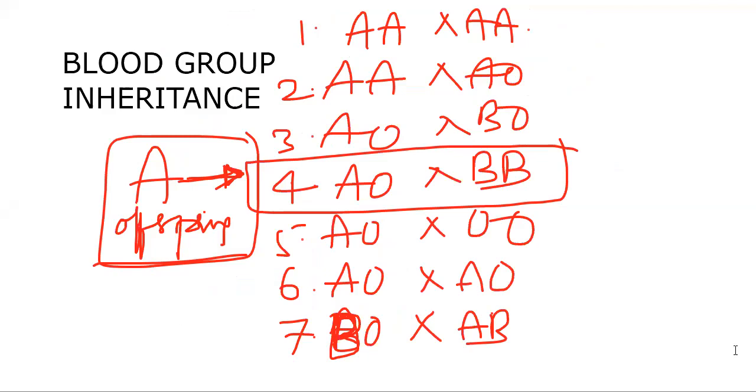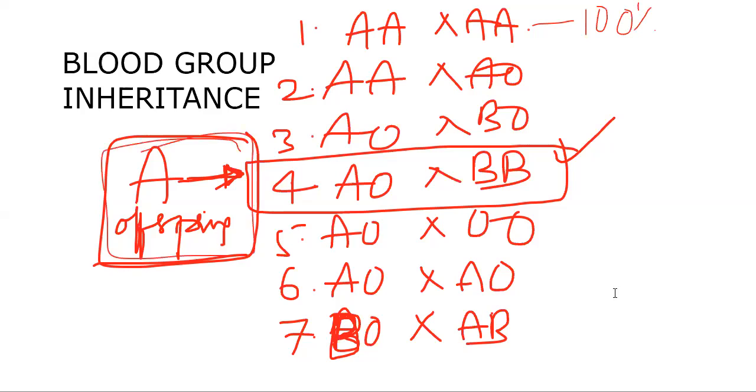So that kind of practice is required. Blood group inheritance, I can't do anything. Whatever combinations are given to you, you have to do the practice with that particular combination. Then in the same speed, you have to answer. In this case, how much percentage of A offspring will come? In this case, 100%.